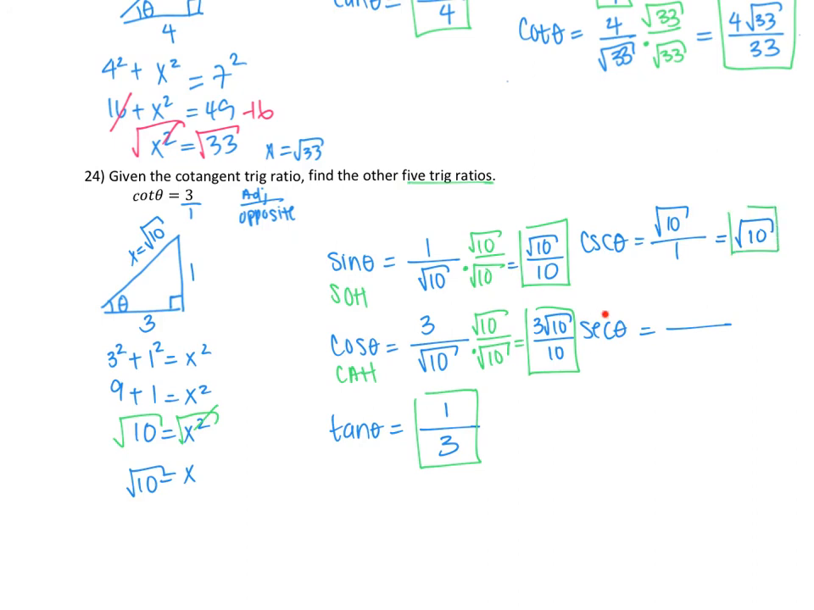For my secant, it would be 3 over square root of 10 flipped. It's a reciprocal of that. So square root of 10 over 3. And I can't reduce this, so that is it.